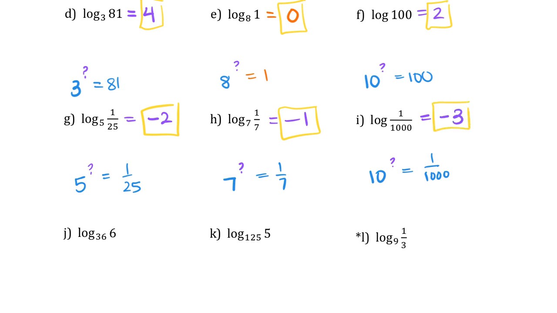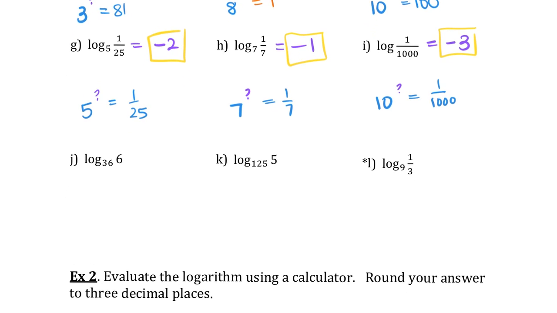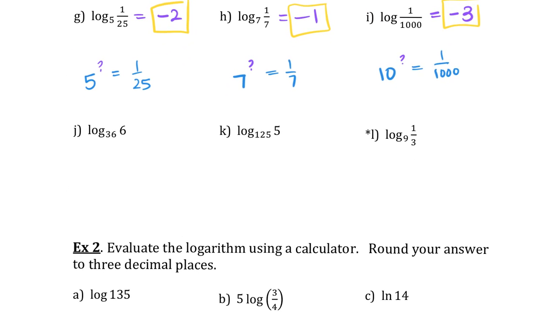Okay, now I think everyone could do the first row in their head. Second row, some of you could do. Third row is going to be the challenge, but we can still do it. Okay, the base is 36, so the base is actually bigger. 36 to the something gives me 6. What the heck? Okay, so what do we do to 36 to get 6? We square root it. If I square root 36, I get 6 because it's getting smaller.